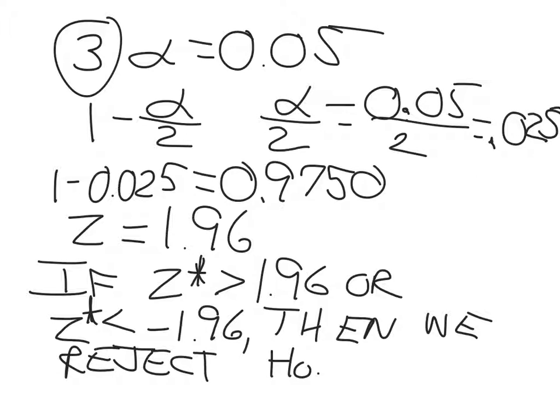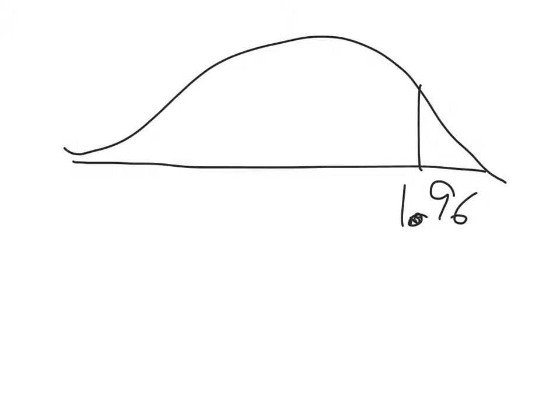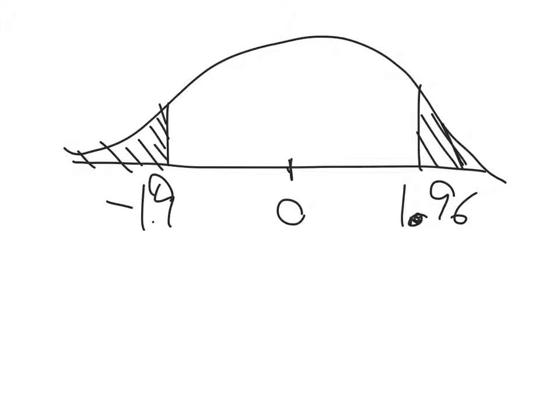Okay? Now this one you have to think a little bit about, and I'm going to draw the picture in a second when you get caught up. Okay, picture. So here's 1.96. There's the shaded in piece. Here's 0. Here's minus 1.96. And here's 1.265.